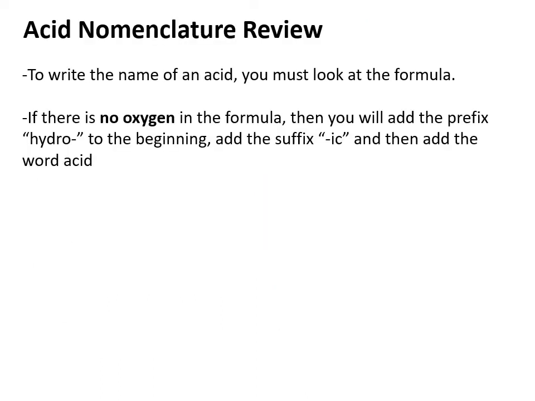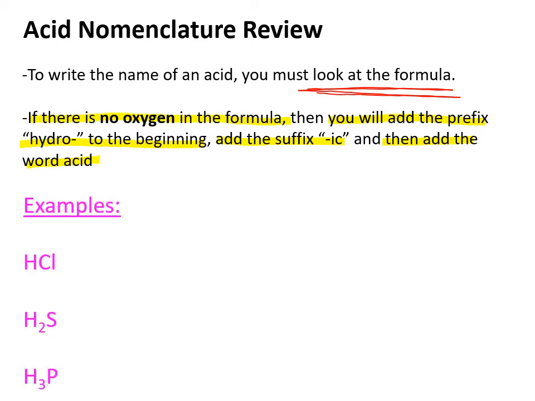So, reviewing. To write the name of an acid, you have to look at the formula. That seems like common sense, but a lot of people don't do that. If there is no oxygen in the formula, then you're going to add the prefix hydro to the beginning, add the suffix ic, and then add the word acid. So you have to look at the formula, and if there's no oxygen, it gets a hydro.